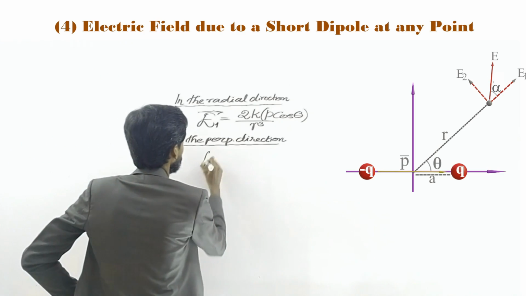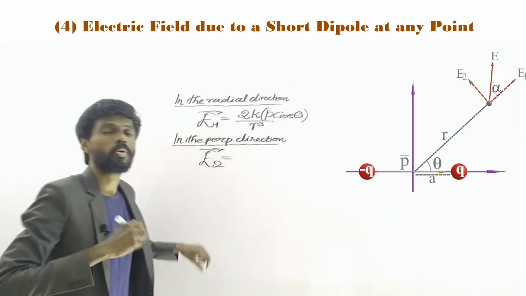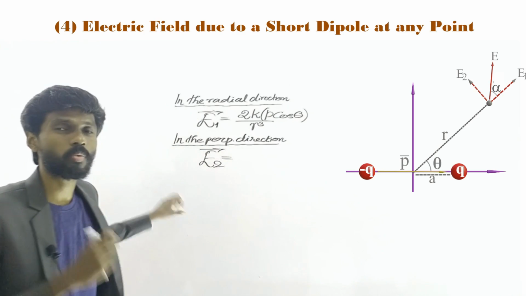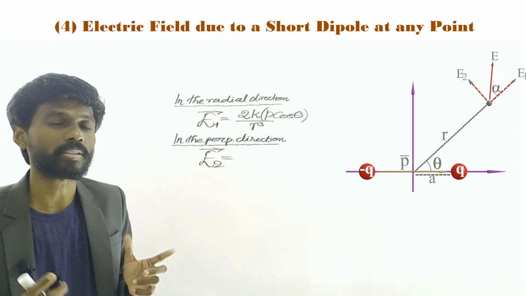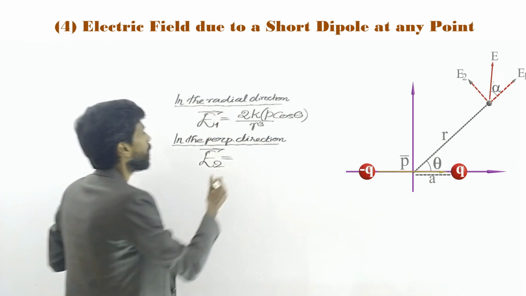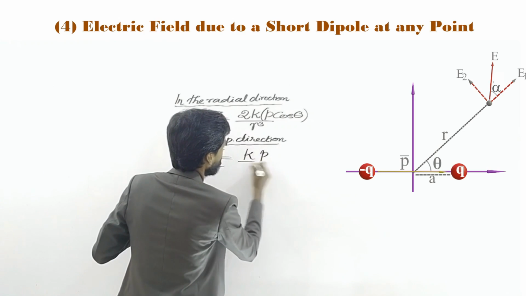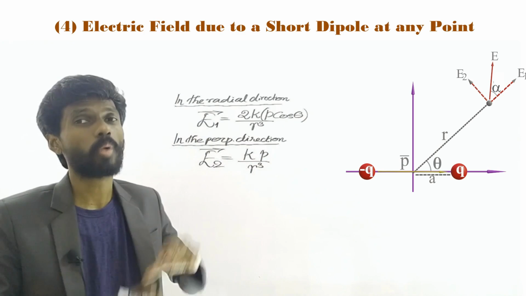So E2 vector. What is E2 vector? That is when the point is on the perpendicular bisector, which means the dipole moment and the radial vector are perpendicular. That is the second case. So what is the formula there? The 2 is not there. It is kp divided by r cube. That's all. This is the formula when these two are perpendicular.